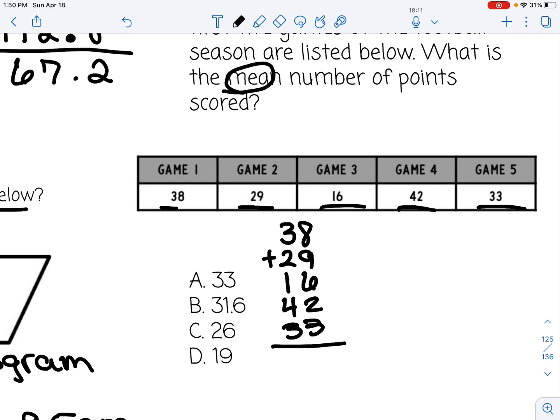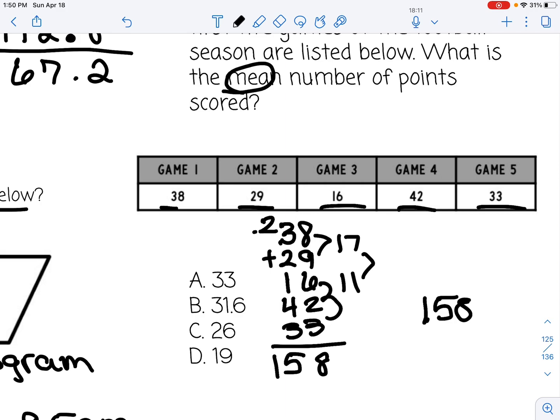Okay. So I like to group my numbers. So right here, I'm going to have 17. This is 8 plus 3, which gives me 11. So 17 plus 11 is 28. So I have 1, 2, 3, 5, 7, 8, 12, and that gives me 15. I have 158. So 158 is my total.